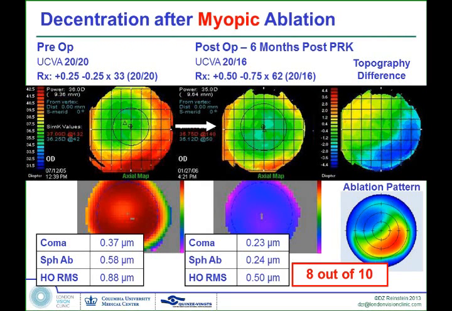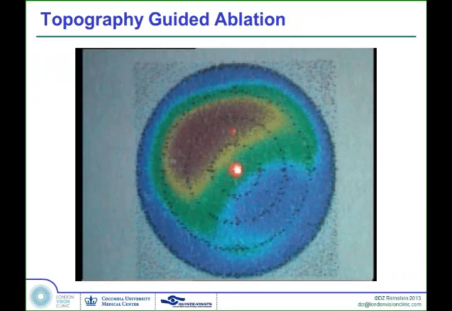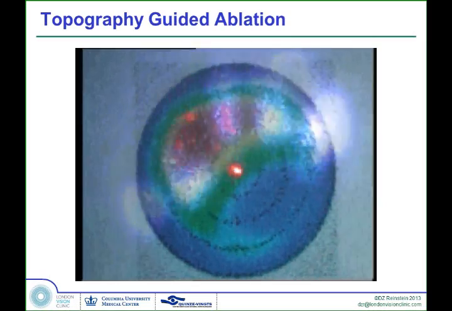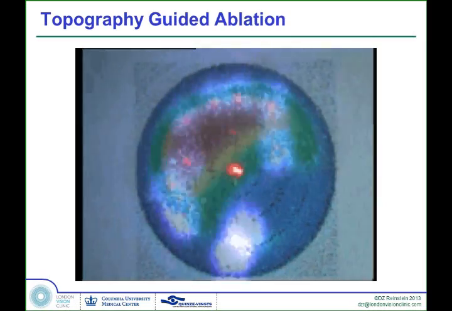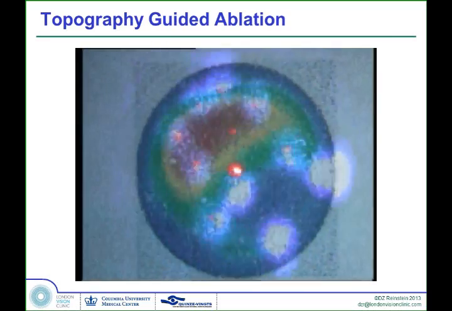This is another example, decentration after myopic ablation, and again we did topography-guided. Post-operatively, the topography is well-centered, and you can see that the change in corneal curvature matches the ablation pattern. And again, we decreased the amount of aberration relative to the corneal vertex. And this is just a video to show you the asymmetry of the ablation profile with all the ablation inferonasal in that eye.